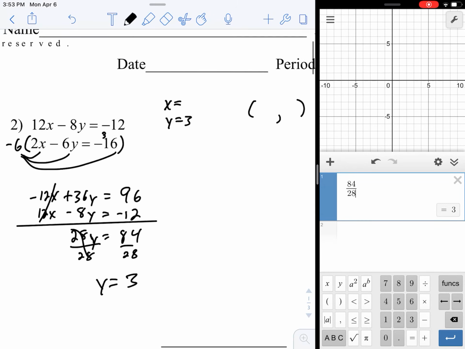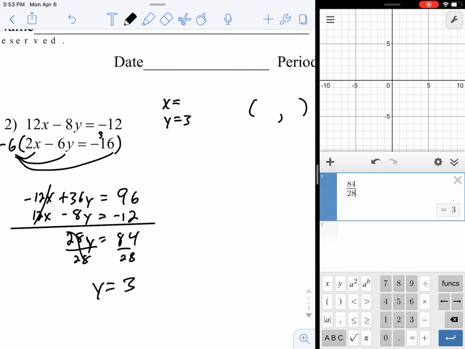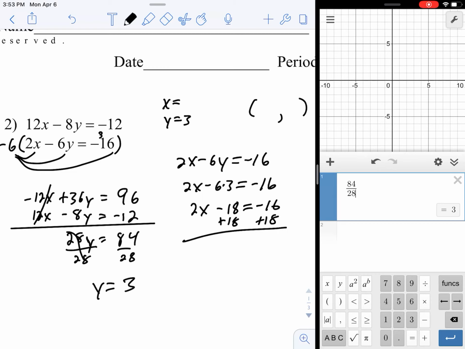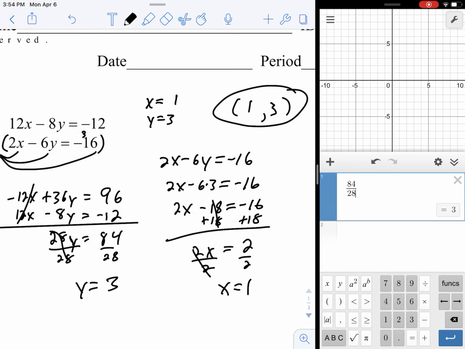Now to find my x answer, I go back to either one of the two original equations. Here, I'll go back to this equation and then plug that 3 in for y. So 2x minus 6 times 3 equals negative 16. Solve that. That's going to be minus 18. Add 18 over. 2x equals 2. Divide by 2. X equals 1. There's my x answer, or 1 comma 3 is the answer as a coordinate pair.